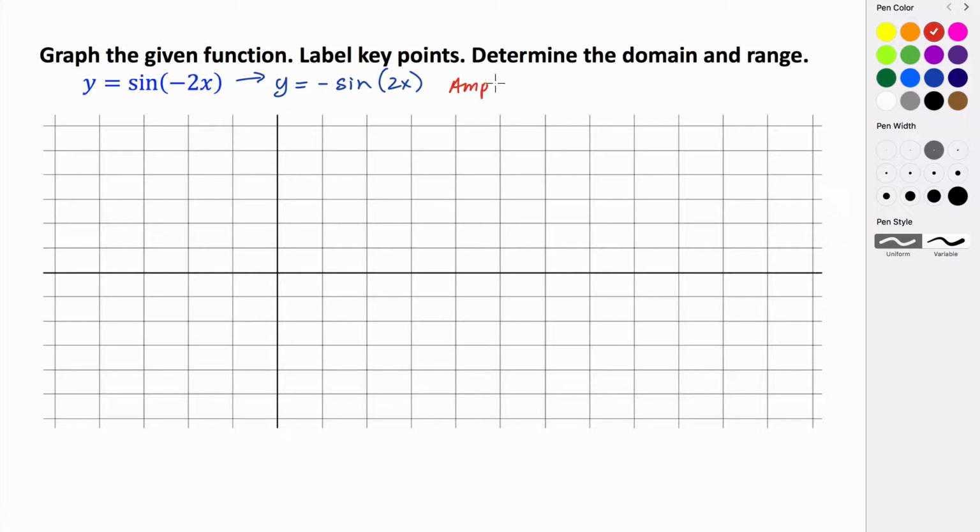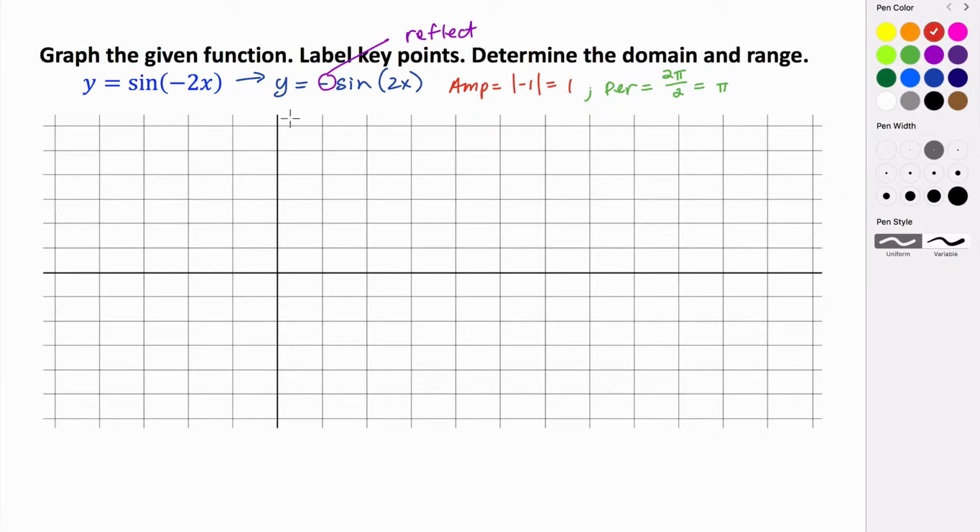So what is the amplitude? The amplitude of our function is equal to the absolute value of -1, which is just +1. However, this negative here is going to reflect our graph about the x-axis. And then the period is 2 pi divided by 2, or pi units. Our period is going to be pi units.